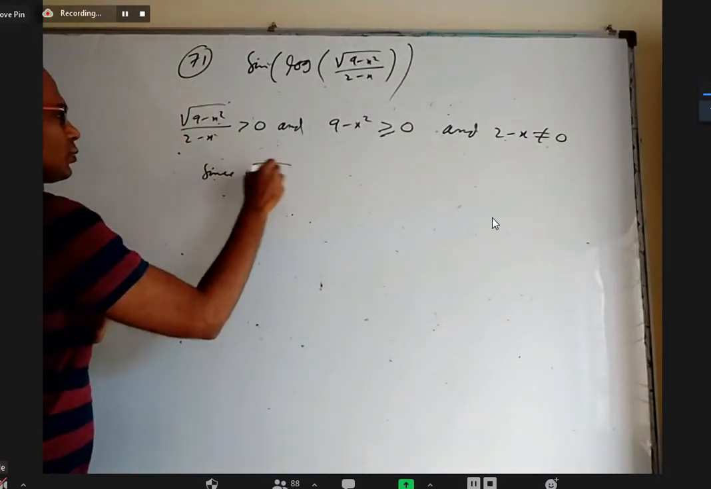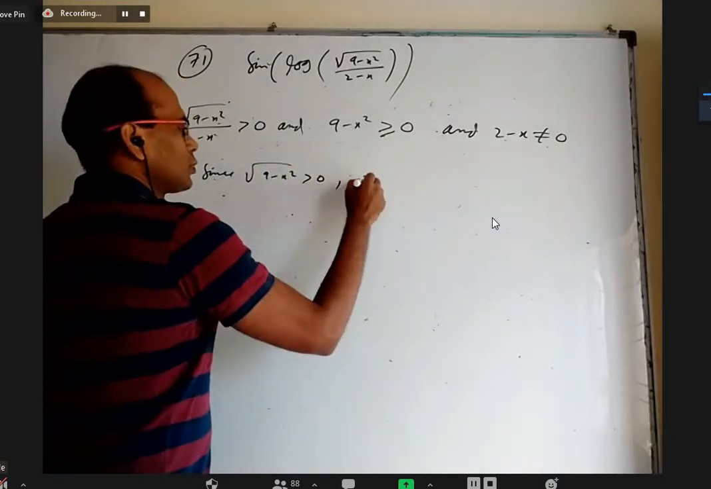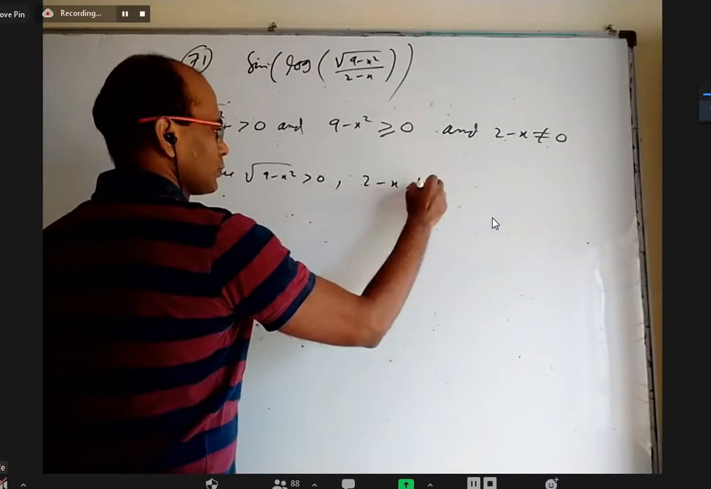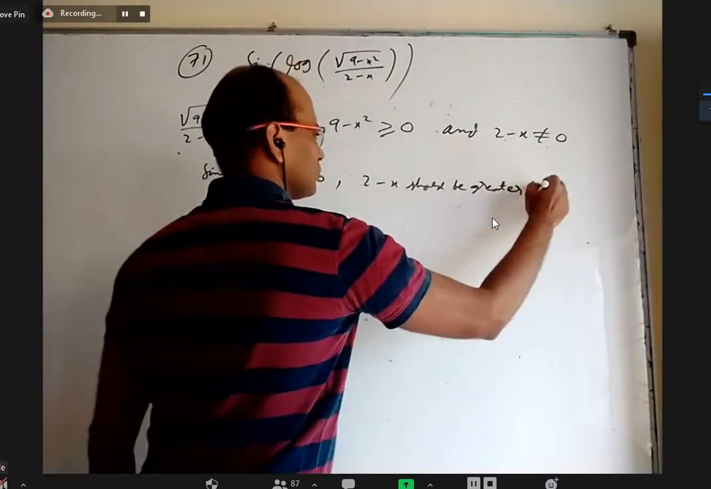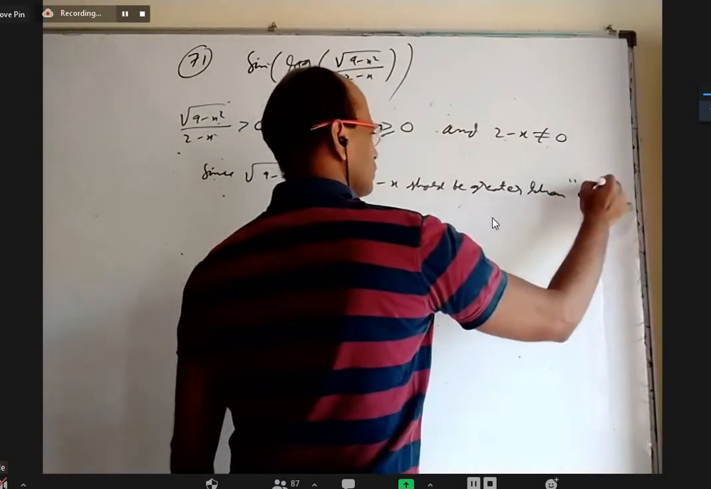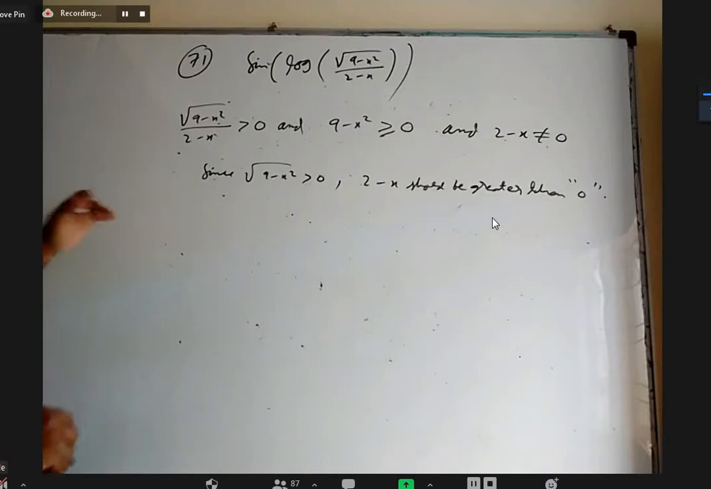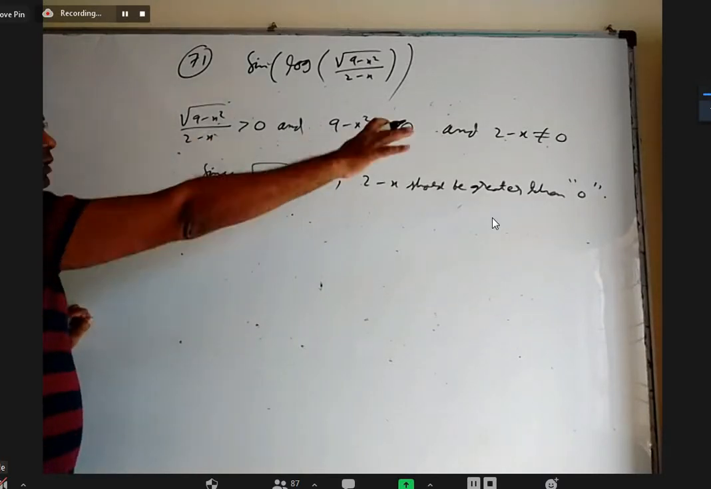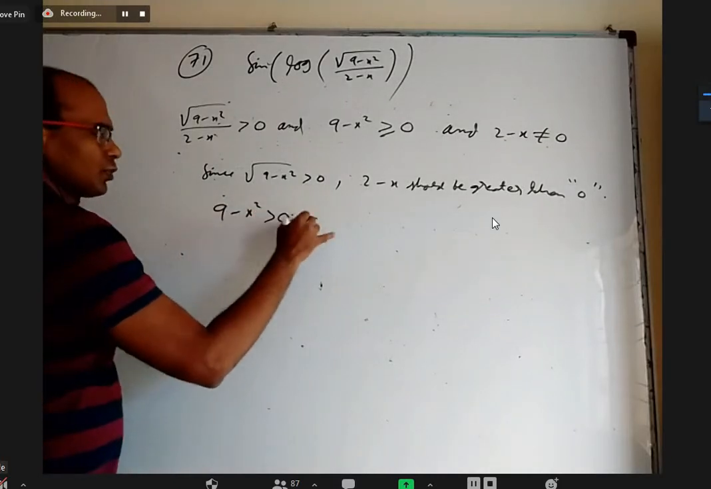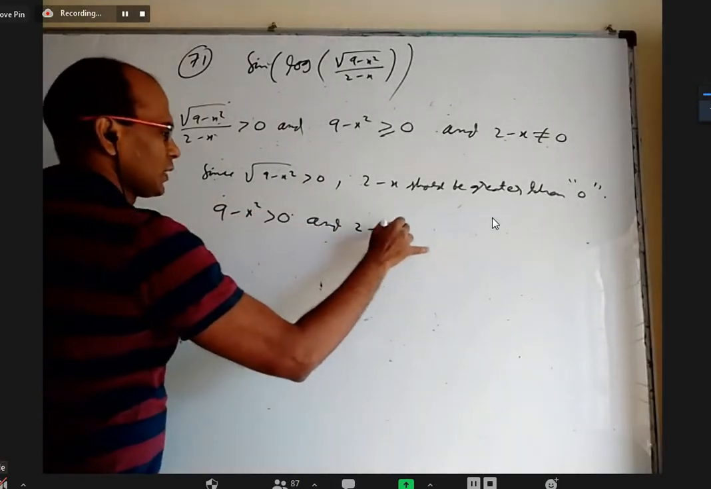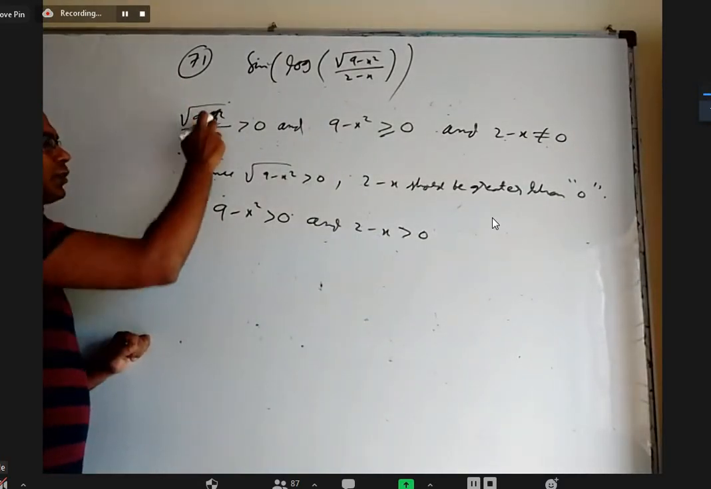Okay. I can write that statement. Since root 9 minus x square is greater than 0, 2 minus x should be greater than 0. Neither numerator can be 0 nor denominator can be 0. Okay. So all this including is simply 9 minus x square greater than 0, no equality, and 2 minus x should be greater than 0. So this negative is avoided, this 0 is avoided, numerator 0 is avoided.